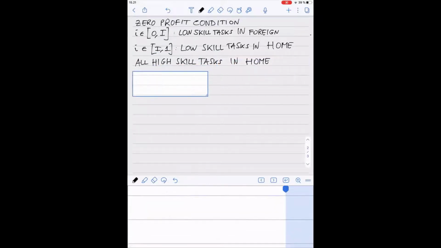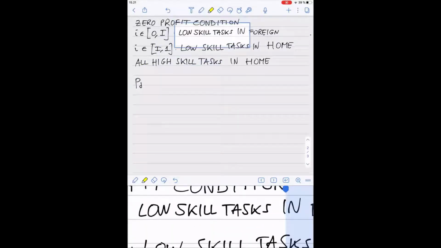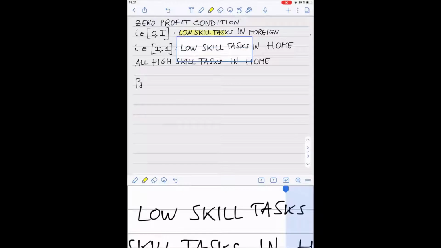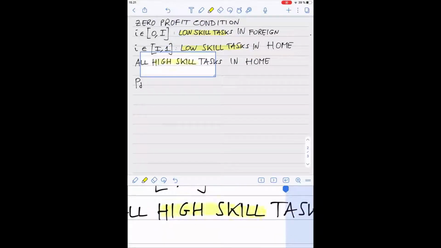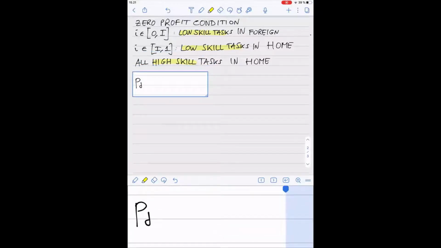So for the zero profit condition, we know that the price of a good J, or industry J, is going to be equal to its unit cost of production, or its marginal cost of production. And this is going to be a combination of the cost associated with the low skill task produced abroad, plus the low skill tasks produced at home, plus the cost associated with the high skill tasks. And so let's write this piece by piece.